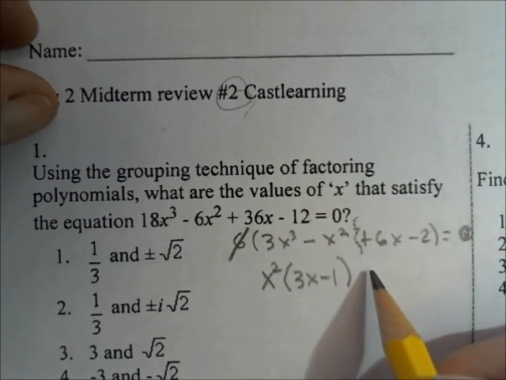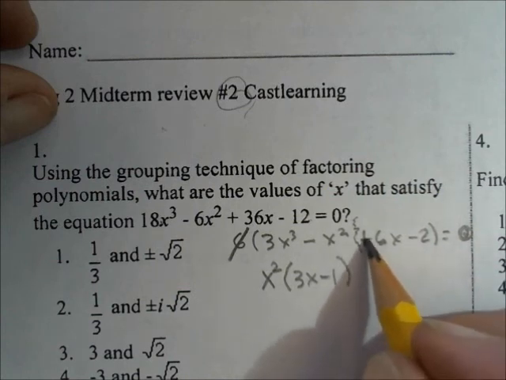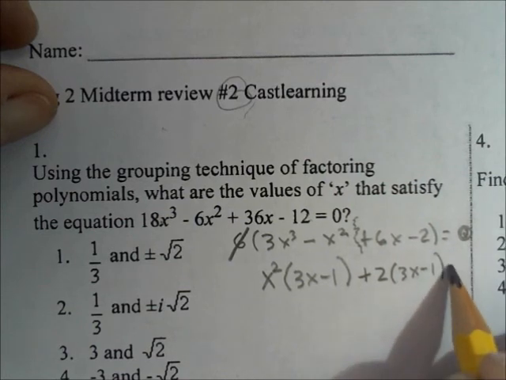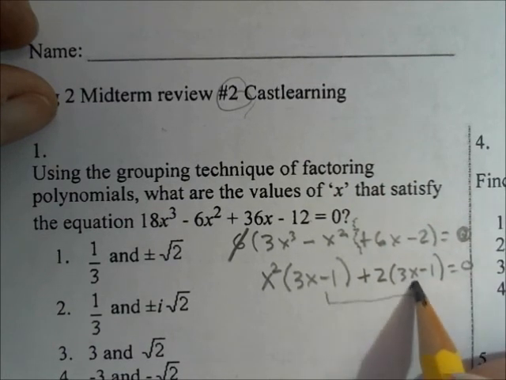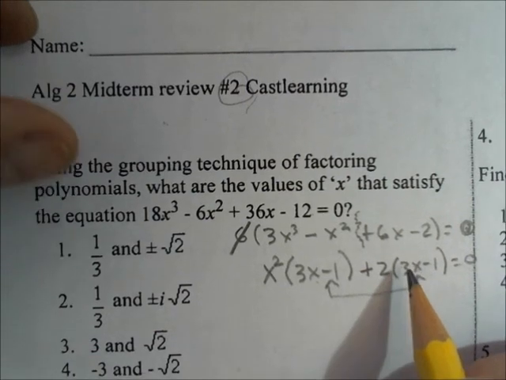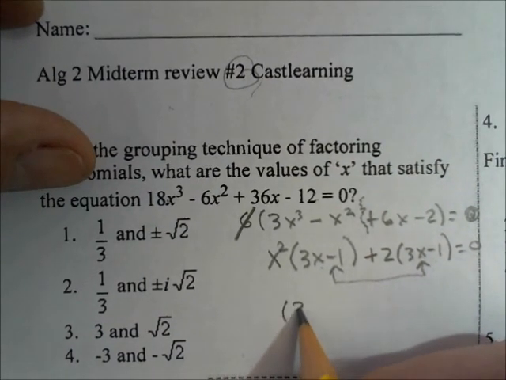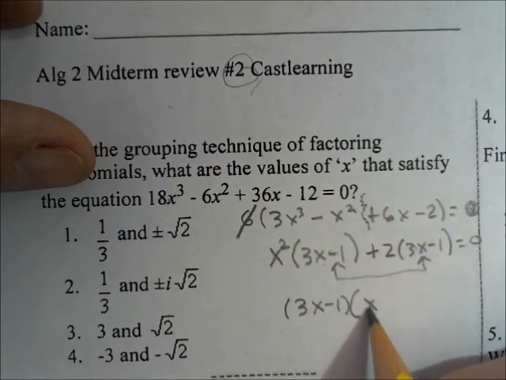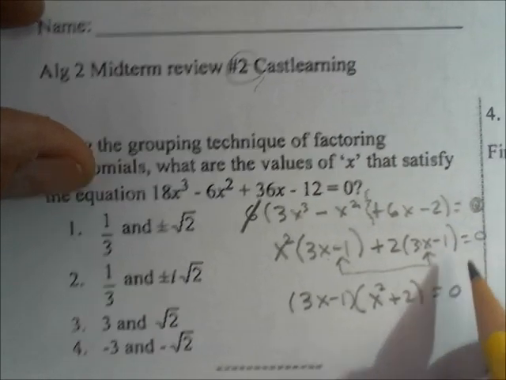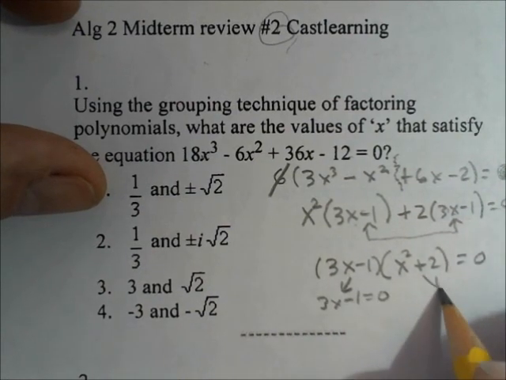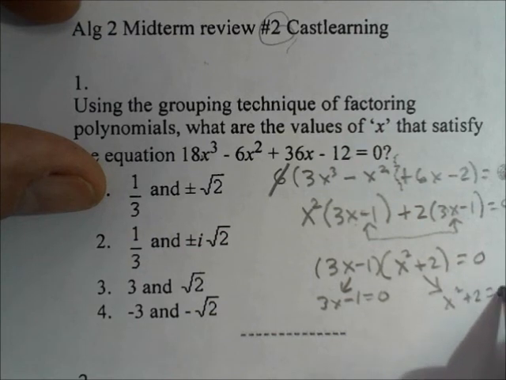Pull out the GCF of the right half, which is 2, so you drop the plus down here, and you're left with 3x minus 1. And because these two in parentheses match, we can do factor by grouping. You couldn't do it if these did not match, but they do. So you're going to write this, the GCF is 3x minus 1, once, and what's left over is x squared plus 2. Set each factor equal to 0. 3x minus 1 equals 0, x squared plus 2 equals 0.